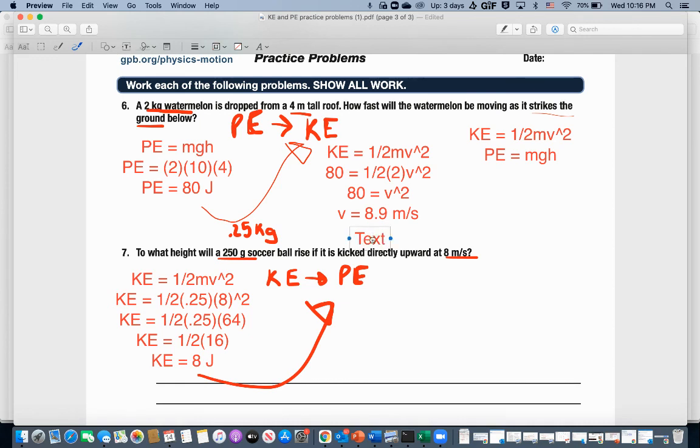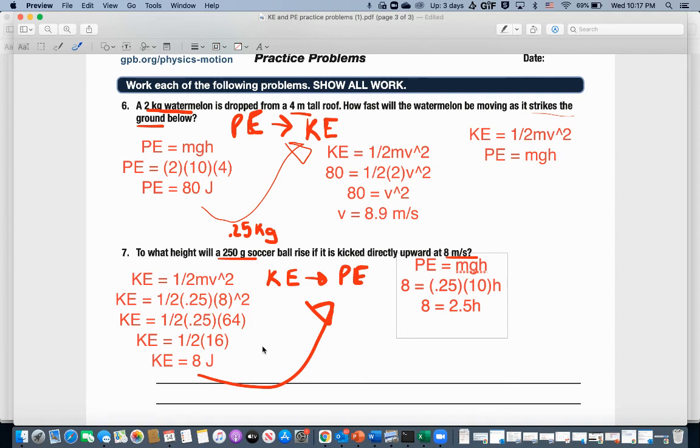So I'm going to plug this in right here. Potential energy is equal to mgh. So I know that potential energy right here should be equal to 8 joules, so I'm just going to plug in 8. I know the mass is equal to 0.25. I know that gravity is equal to 10. And h is what I'm solving for right here, right? So I'm going to simplify this side here. So that's 2.5 times h. I'm going to then take 8 divided by 2.5.